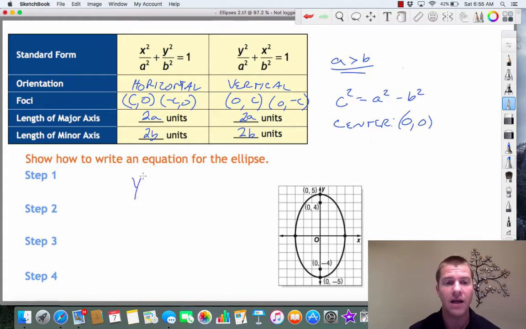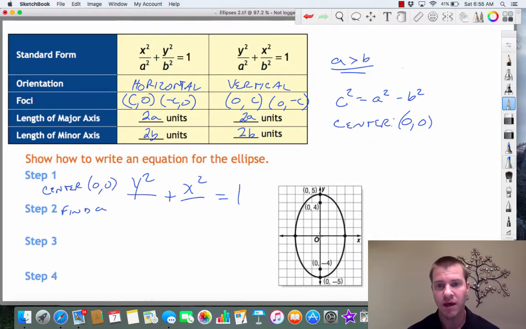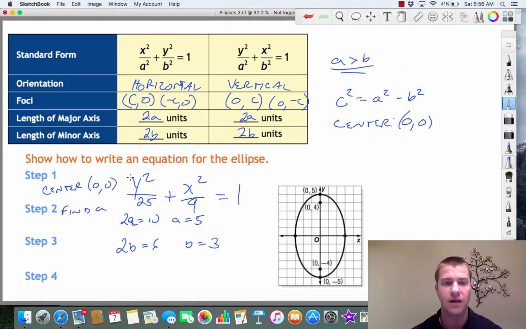This is vertical, so I'm going to have the y squared first, and my x squared, and notice they're always equal to 1. I just need to find my a and my b, and then I'm going to have the equation. My center's at 0, 0, and a is going to be, well, this major axis is a distance of 10, so 2a is equal to 10, which is going to mean a is equal to 5. So that's going to go here, but it's a squared, so that's going to be 25 under the y. The minor axis looks like a distance of 6, so 2b is equal to 6, which means b is equal to 3. So 3 squared then is 9. This should be my equation.